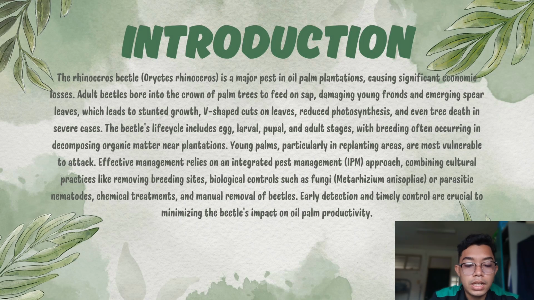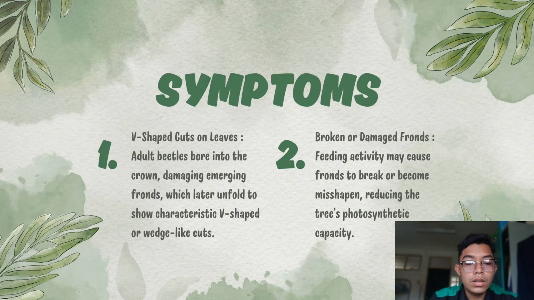Effective management relies on an integrated pest management (IPM) approach, combining cultural practices like removing breeding sites, biological control such as fungi, Metarhizium, Beauveria, and parasitic nematodes, chemical treatments, and manual removal of beetles. Early detection and timely control are crucial to minimizing the beetle's impact on oil palm productivity.